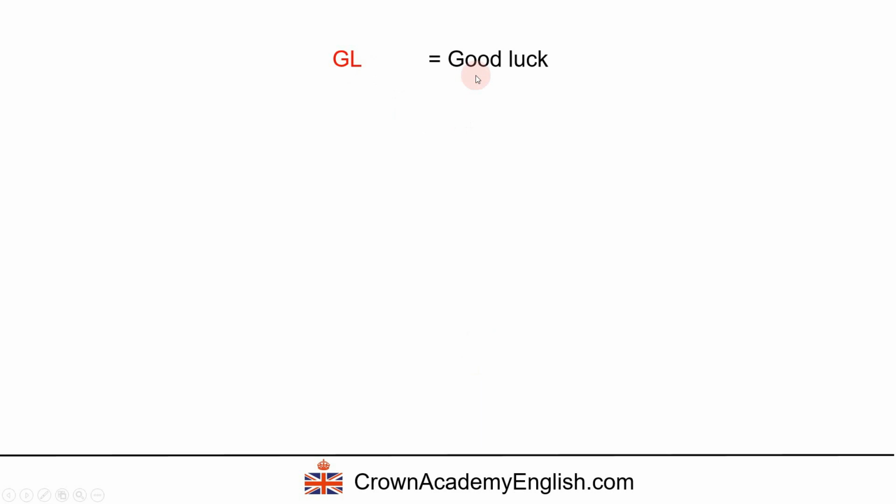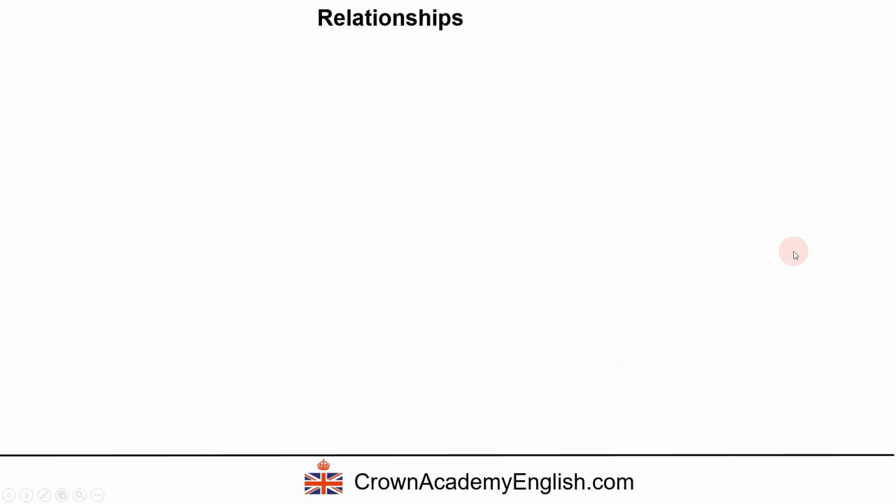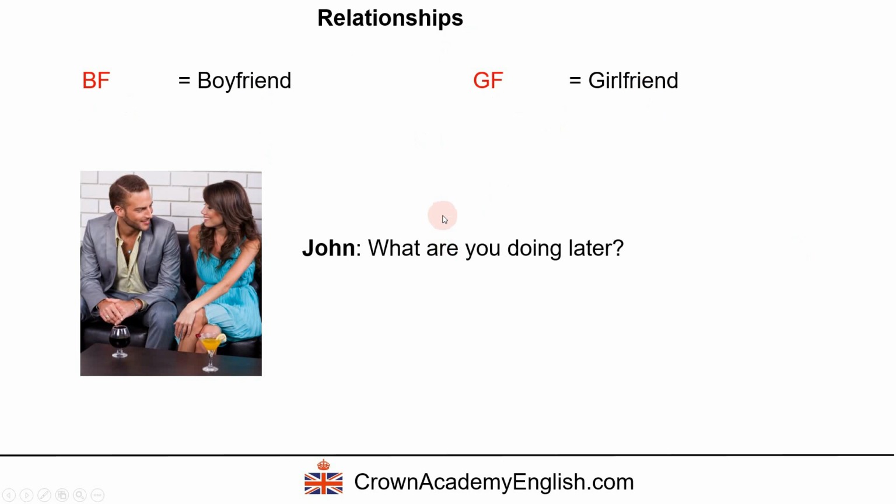GL. Good luck. John writes, good luck with your interview. And Claire replies, thank you. Relationships. BF means boyfriend and GF, girlfriend. John asks, what are you doing later? And David replies, I'm going out for a drink with my girlfriend. Okay, so here's David with his girlfriend.